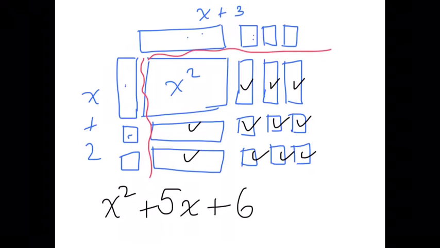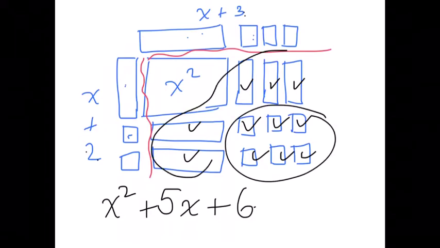Let's look at the relationship between the numbers for a minute so we can see this pattern. What is 3 times 2? 6, that's your last number. And what's 3 plus 2? 5, that's your x's.